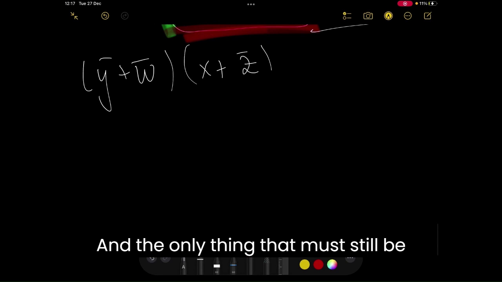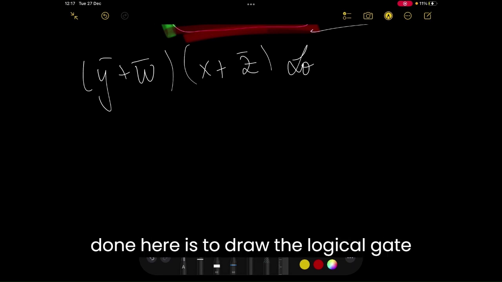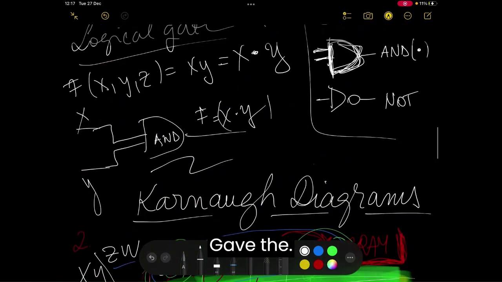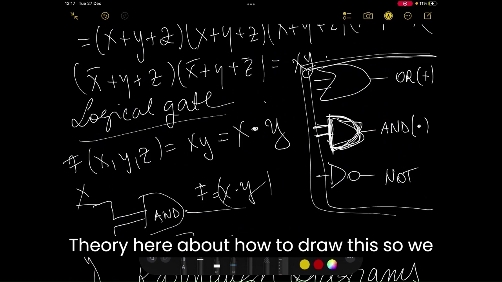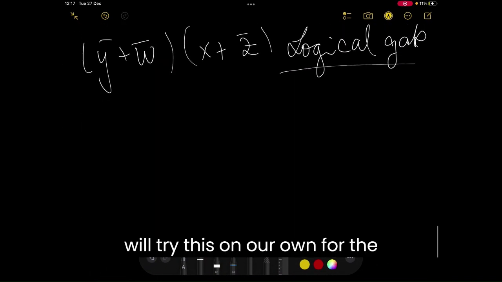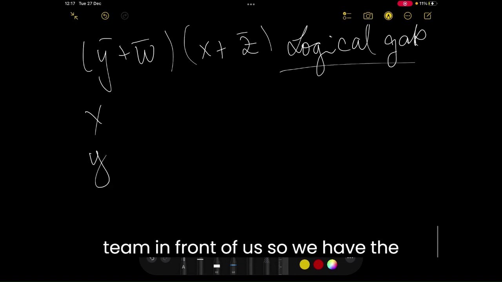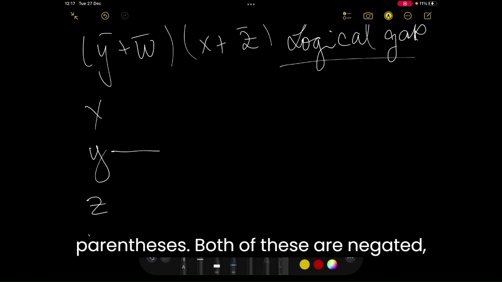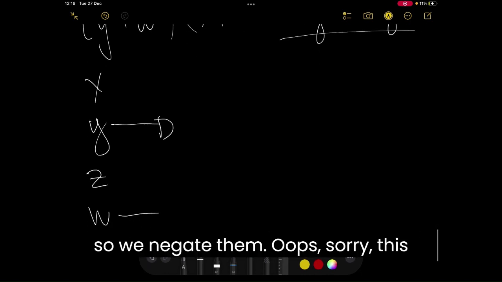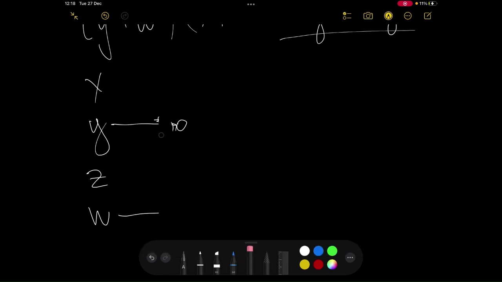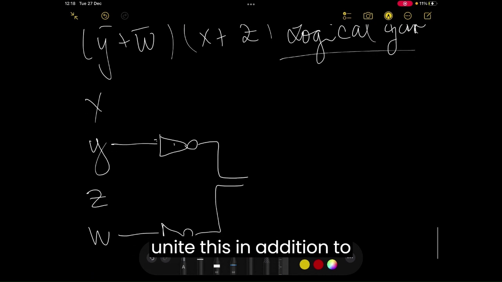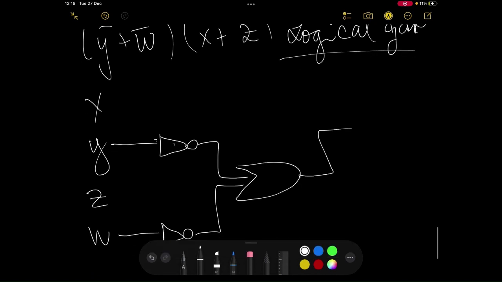And the only thing that must still be done here is to draw the logical gate. I already gave the theory here about how to draw this, so we will try this on our own. So we have the four variables, and we look to the first parentheses. Both of these are negated, so we negate them. Oops, sorry, this is not a triangle. This is also a triangle, and then we unite this in addition in this symbol.